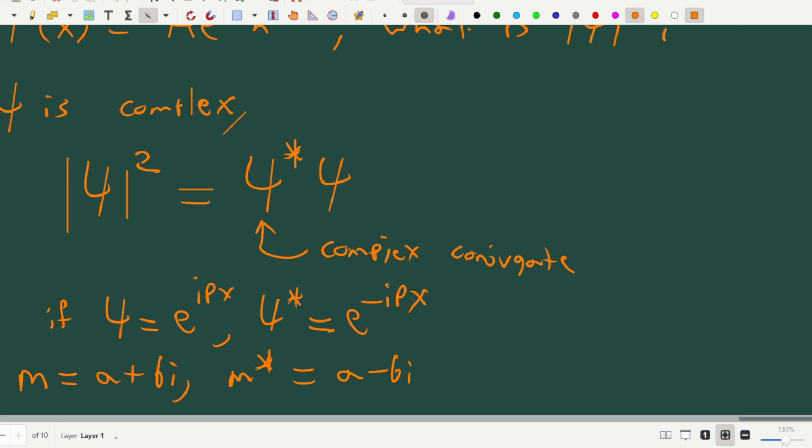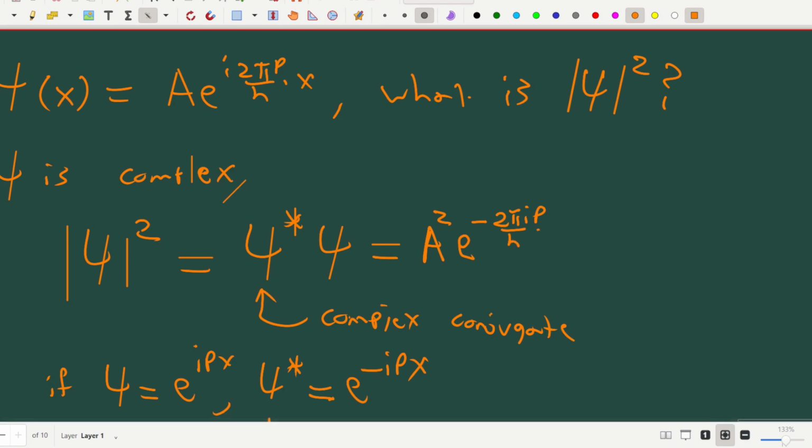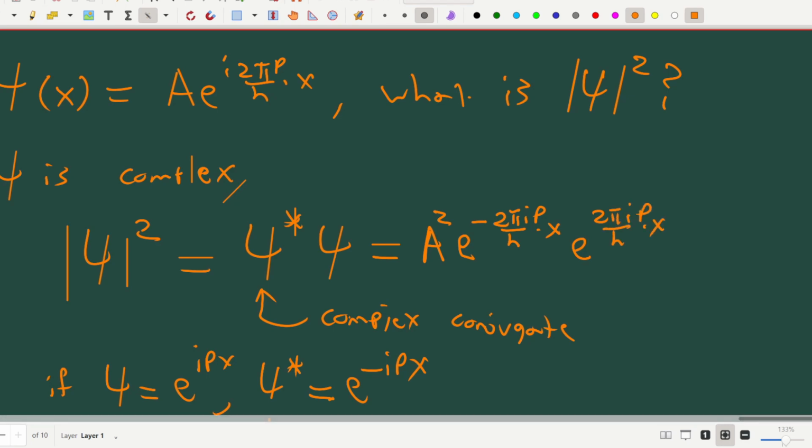The reason why we do this is that psi star psi, squared, is going to be a squared, times the complex conjugate of e to the 2 pi i p over h x, which is just e to the minus 2 pi i p over h times x, times the wave function originally, which is just e to the 2 pi i p over h times x. All right? And so what do we have here?